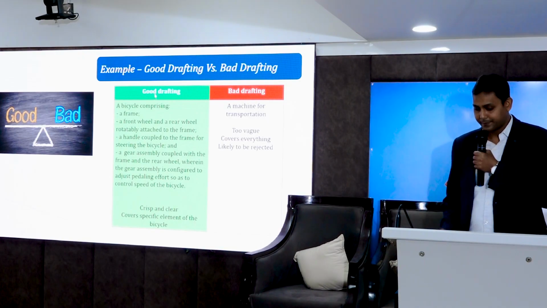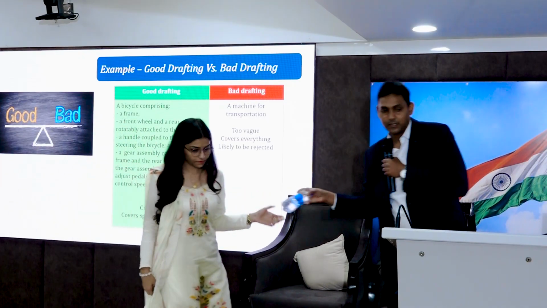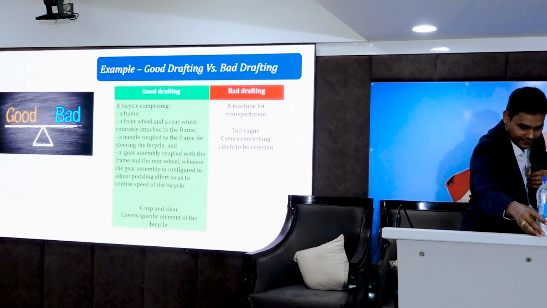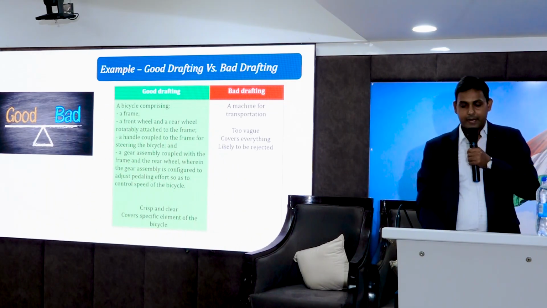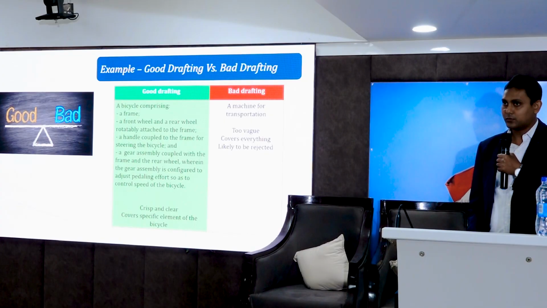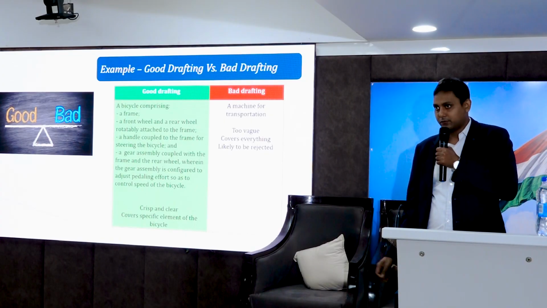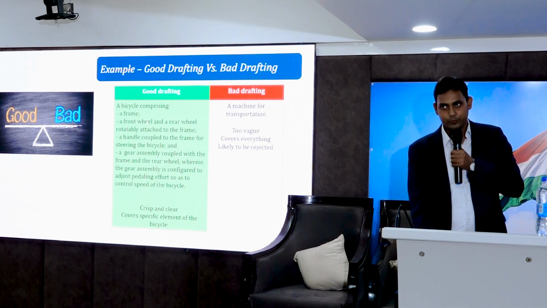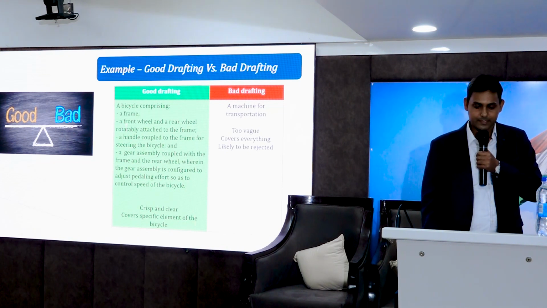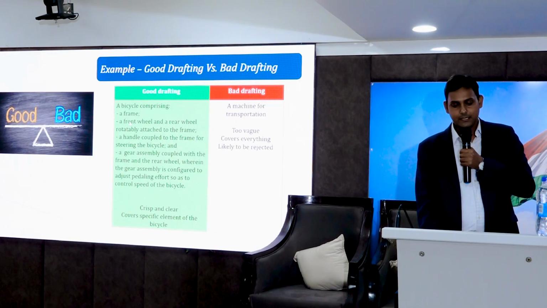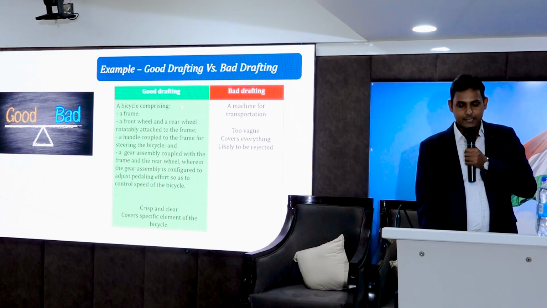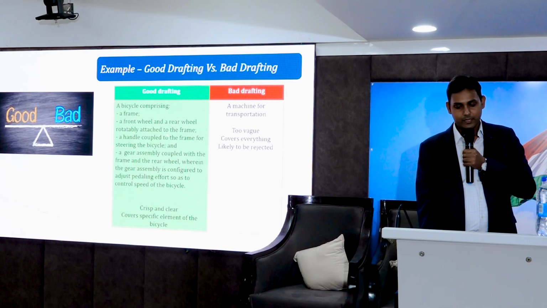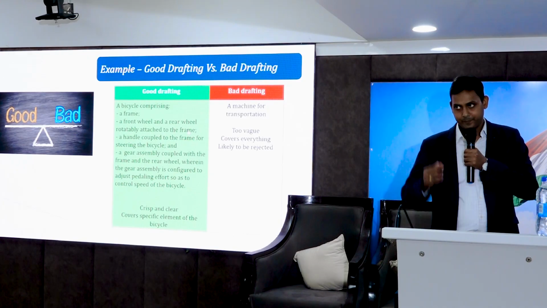So what is the good drafting then? Good drafting is like, see, a bicycle. You can ride a bicycle, a two-wheel vehicle that we have shown you, right? So "two-wheel vehicle" would be a more appropriate word in the patent specification. So, "bicycle comprising a frame," this is the independent claim, okay? A bicycle comprising a frame, a front wheel and a rear wheel rotatively attached to the frame.